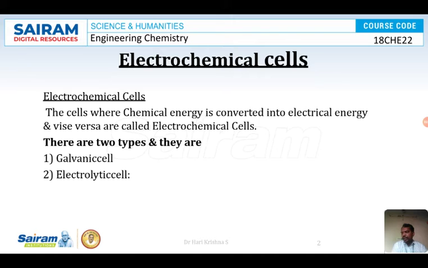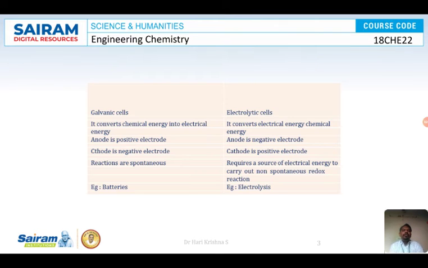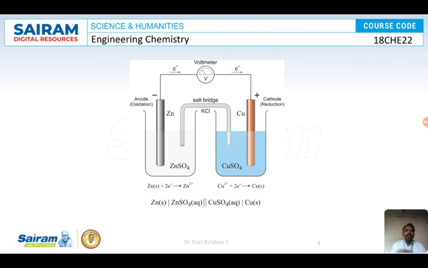Now, electrolytic cells. Electrolytic cells are the cells where electrical energy is used to bring about some chemical changes. When you apply some electrical current, some chemical changes can be brought about. This is an electrolytic cell. An example for a galvanic cell is the Daniell cell. An example for an electrolytic cell is the electrolysis process.